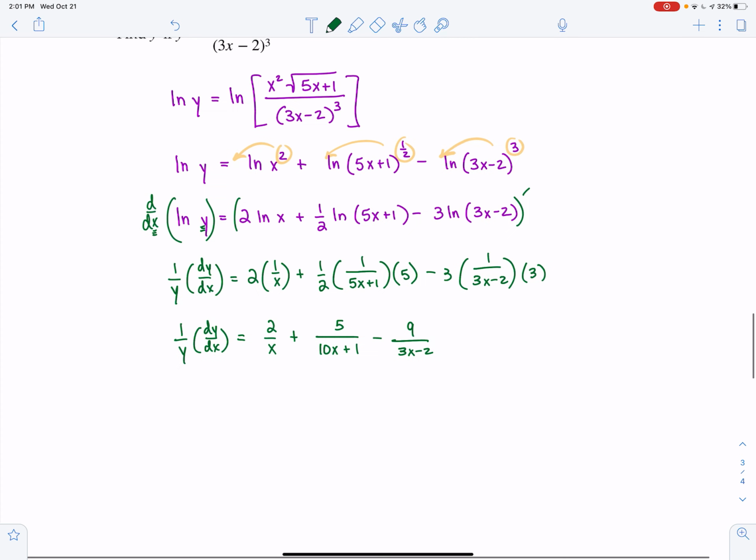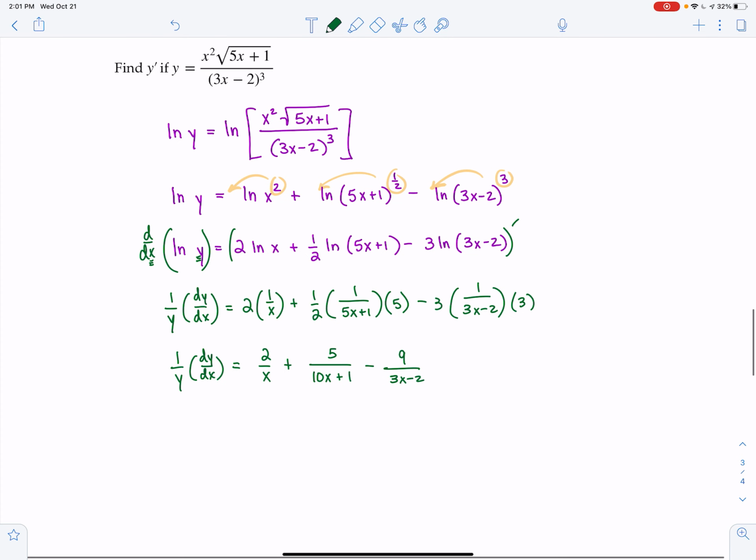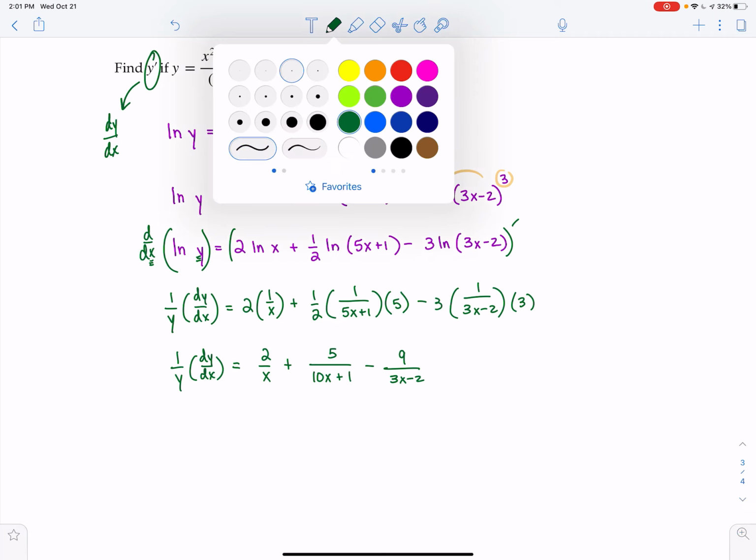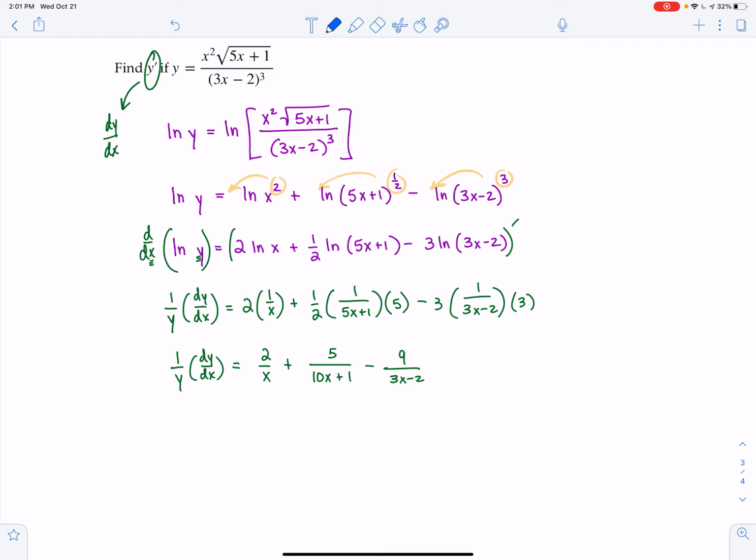Now keep in mind what I was trying to find. This is where it gets a little tricky. I am trying to find y prime. Y prime is another way of representing dy dx. And I am almost there. I am almost done. All I need to do, and maybe you're saying it along with me, is multiply through by y. So dy dx is equal to y times this whole mess.